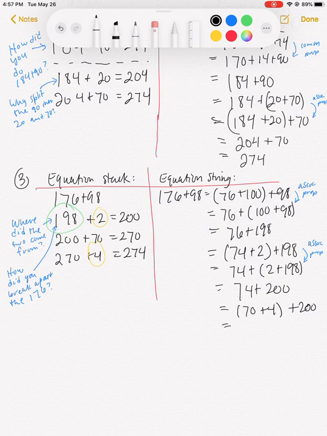And so we're going to do... So we split up the 74, and then we add the 70 to the 200. So we can use the commutative property to do that. Okay, there we go. And then we can add those two. Okay, and we get our 274 from there.